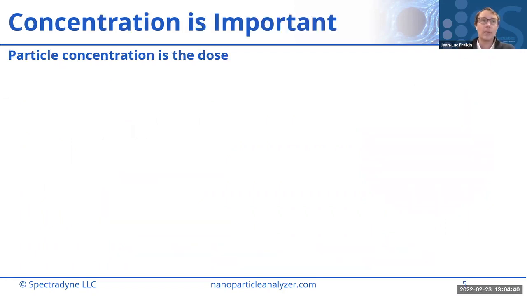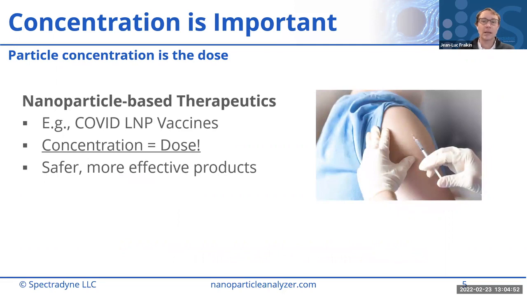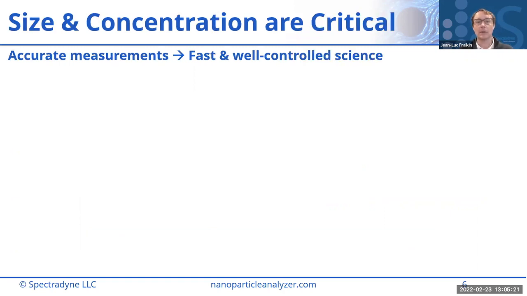Concentration is also important, essentially because it represents the overall dose of whatever you're trying to deliver, or the amount of active ingredient you're using in an experiment. An obvious example that's present in our minds right now is the mRNA vaccines that are lipid nanoparticle based therapeutics. And in this case, the number of particles per mL, in conjunction with the size of these particles, really is the dose of the drug, right? So it's super important to measure this accurately, and it must be carefully controlled, for the safety and efficacy, again, of these products. So those might seem kind of obvious statements.